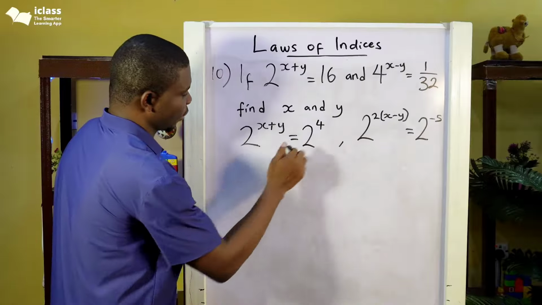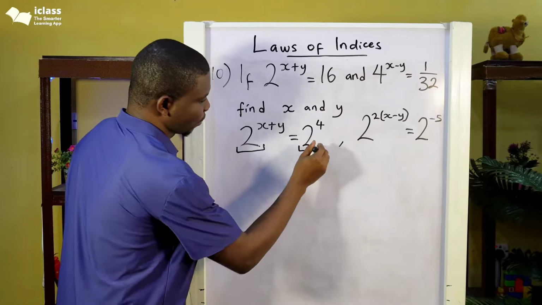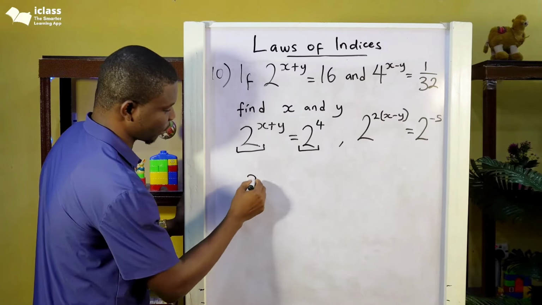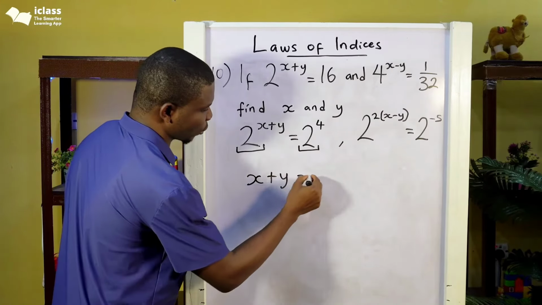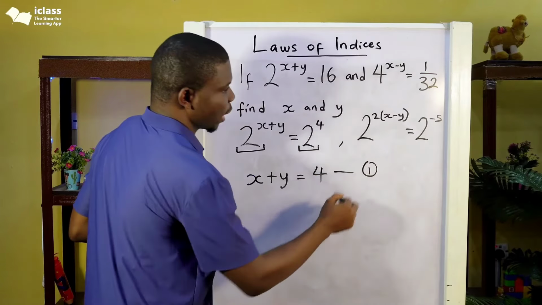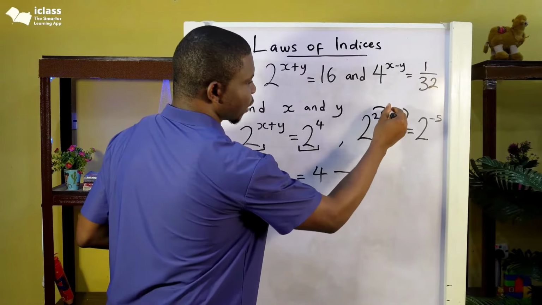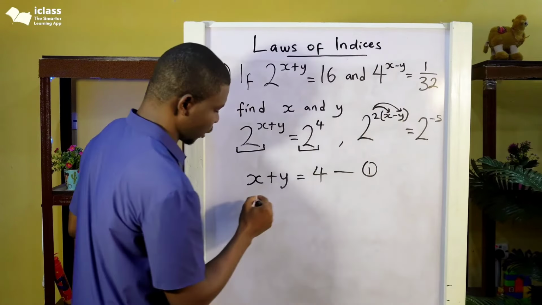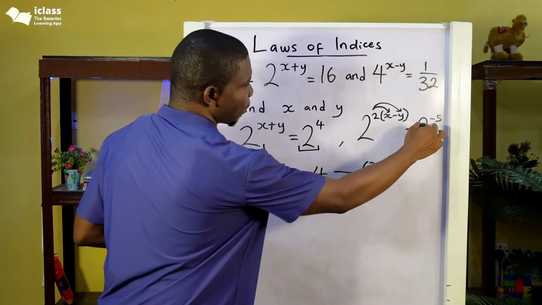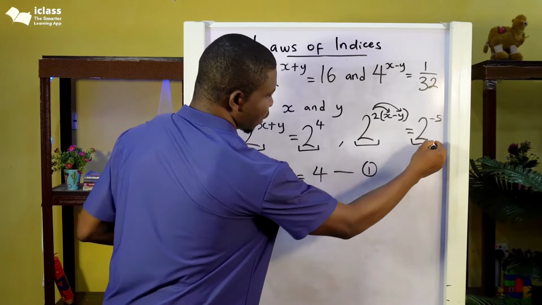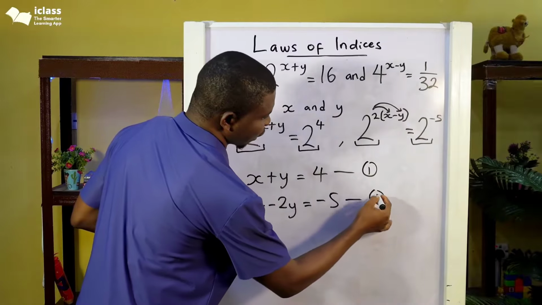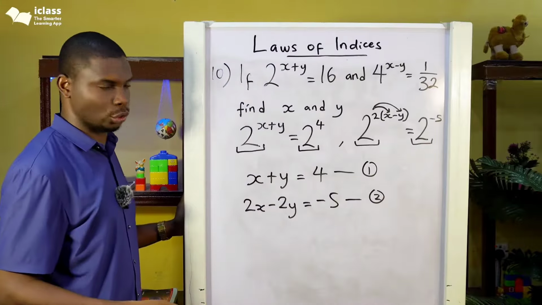All right, so here we have indices of the same base that are equal. Then the powers have to be equal. So we have x plus y is equal to 4. We can call this equation 1. And then here, if I open this bracket, this will be 2x minus 2y. 2x minus 2y is equal to what? Minus 5. You can see the bases are the same, so the powers have to be the same. Let me call this equation 2.